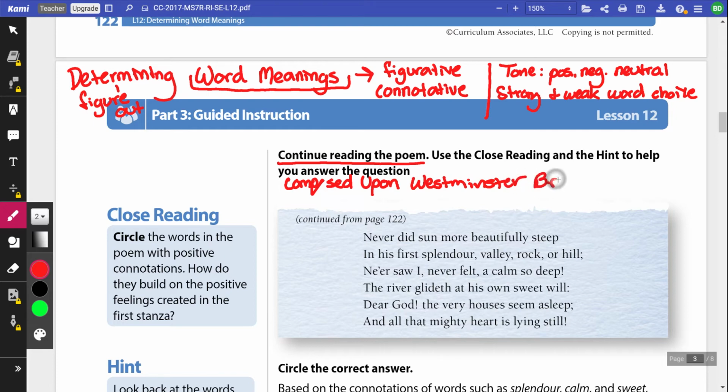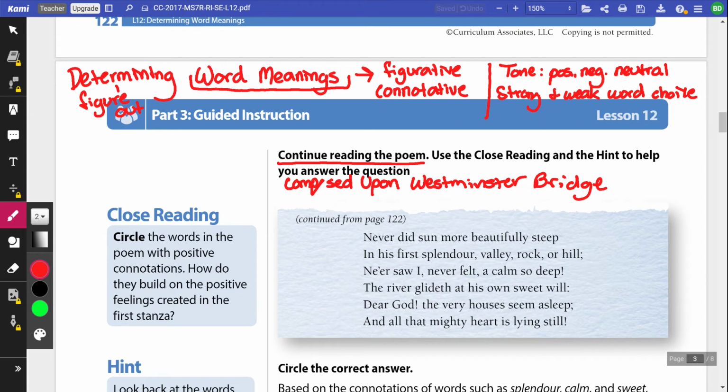If you remember what I told you yesterday, Westminster Bridge is a bridge that is found in London. And yesterday we talked about how the poet seemed to like his view from Westminster Bridge, because yesterday we dealt with a lot of positive tone, positive connotation. So we're going to continue. So now that I have rewritten my title, let's continue looking at the directions.